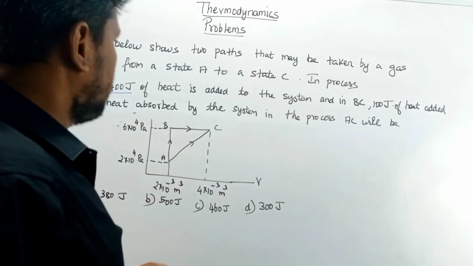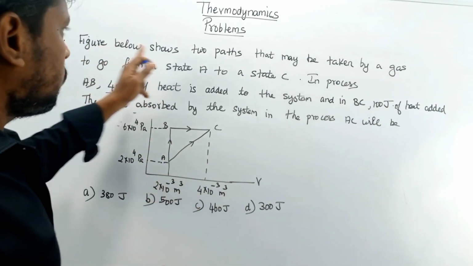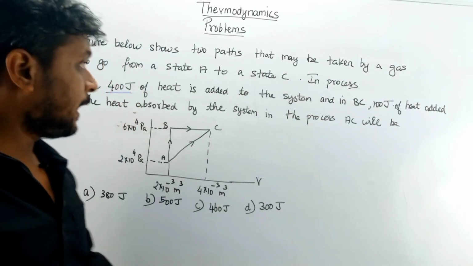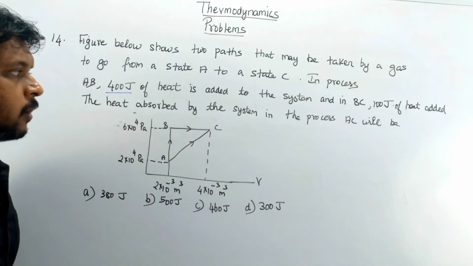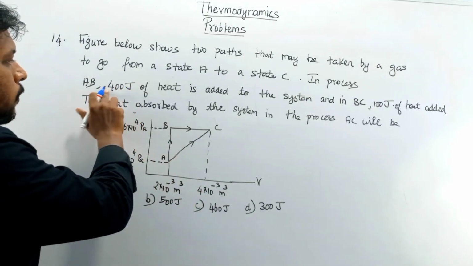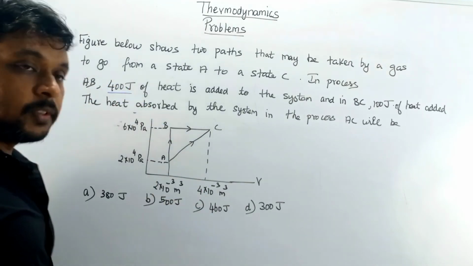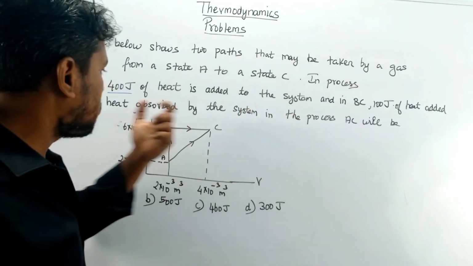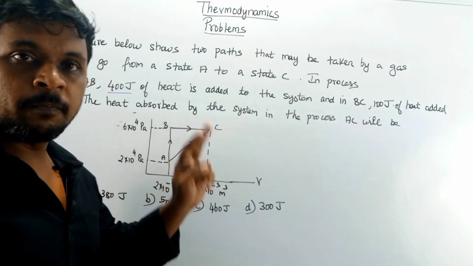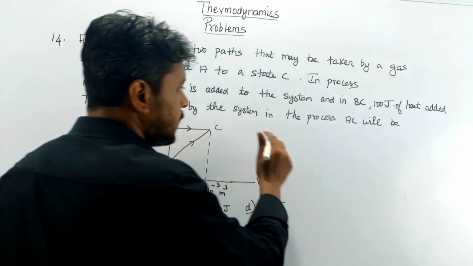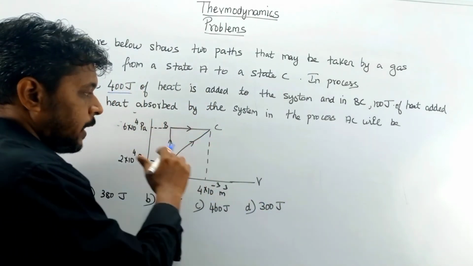Right, in the 14th problem, we see that the figure below shows two paths that may be taken by a gas to go from state A to C, ABC and AC. In process AB they have given 400 joules of heat added to the system, and in BC 100 joules of heat is added to the system. We have to find the heat absorbed by the system in the process AC. Here you see that it is a cyclic process.